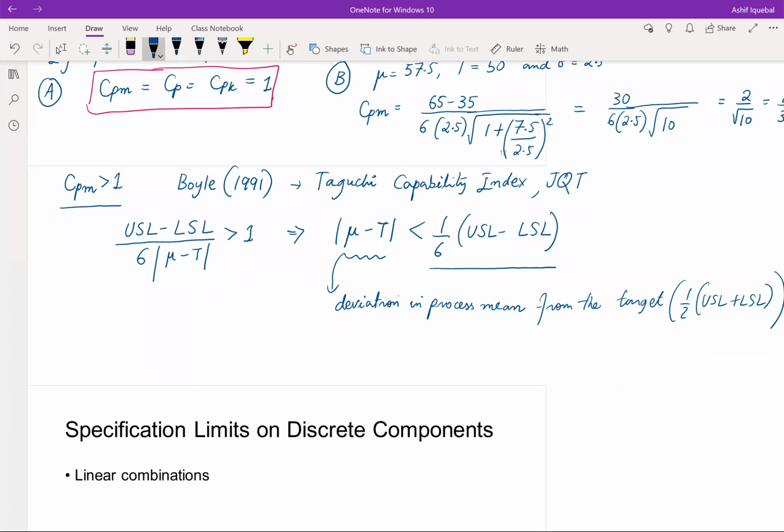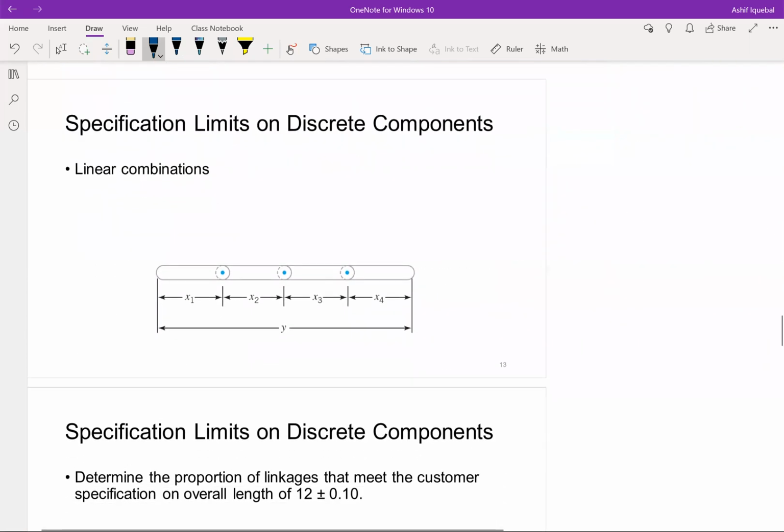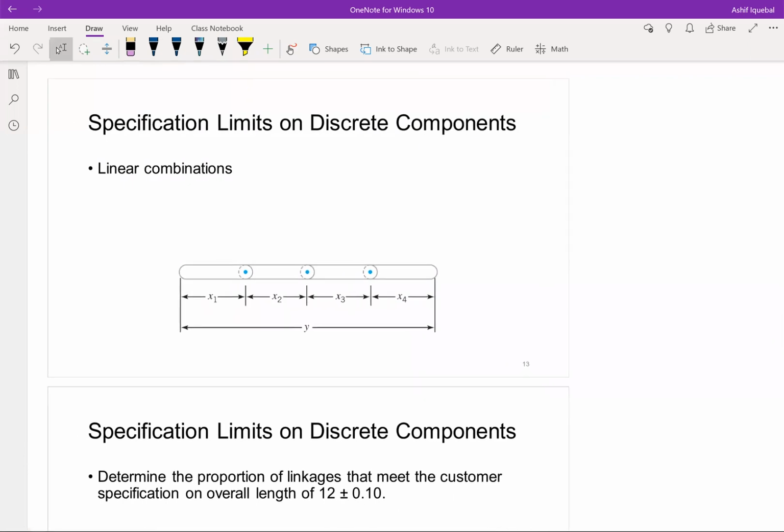Okay, so let's switch gears and talk about some modifications to what we have studied so far. So far, we have looked at individual components, right? We have not looked at combinations. What happens when we have a combination of components?